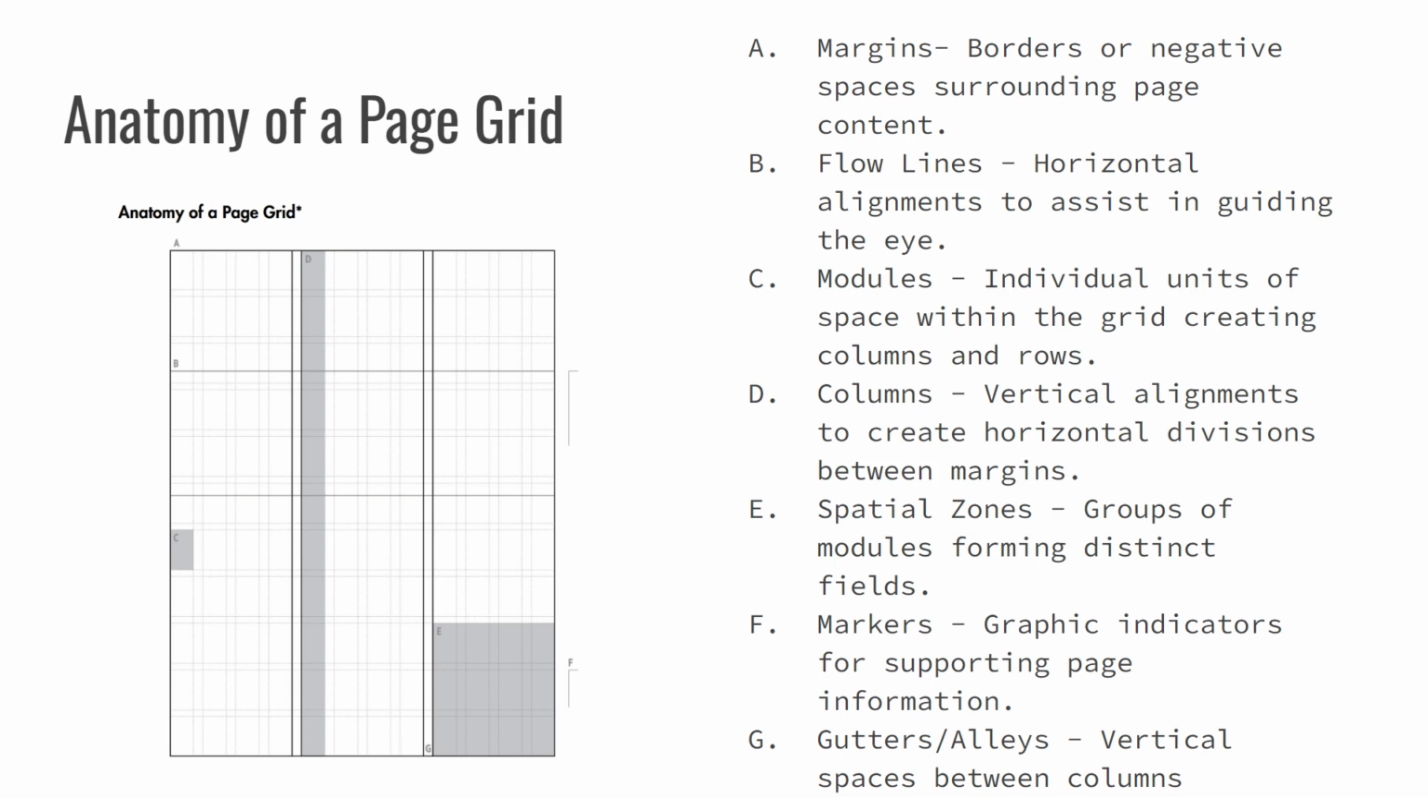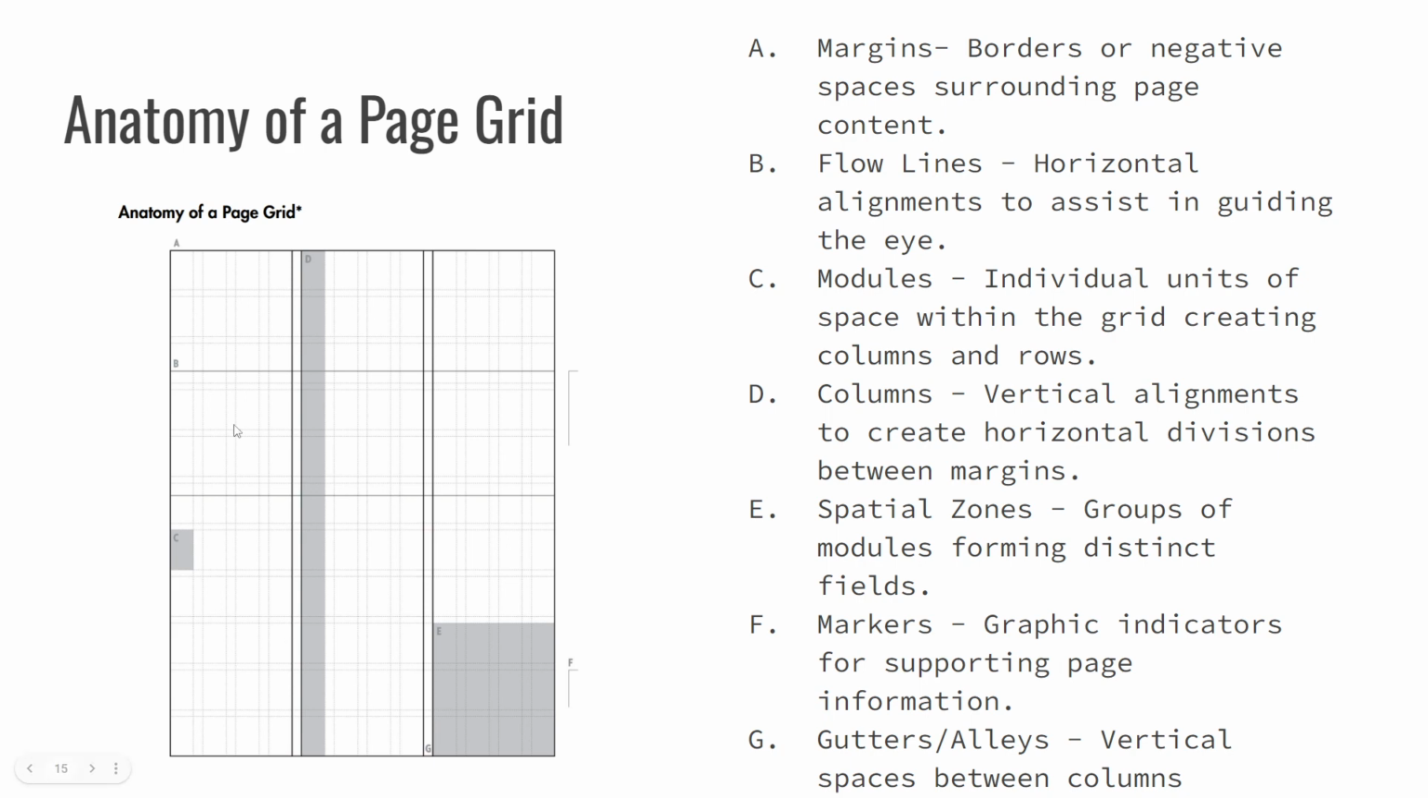Think about how on a web page you don't indent a paragraph, but you have a space between paragraphs. Those spaces between paragraphs or chunks of content are flow lines. So they assist in guiding your eye downwards. They also kind of give you a break in between content. Modules are also called cells. Those are the individual pieces in between your grid, creating your columns and rows.